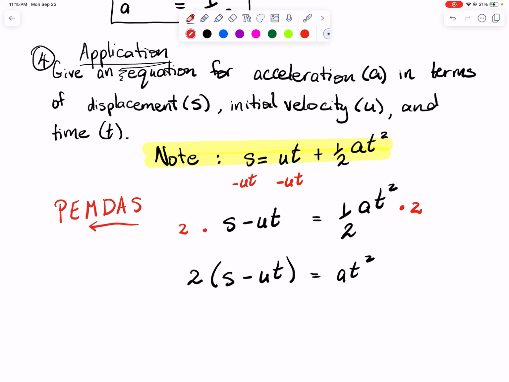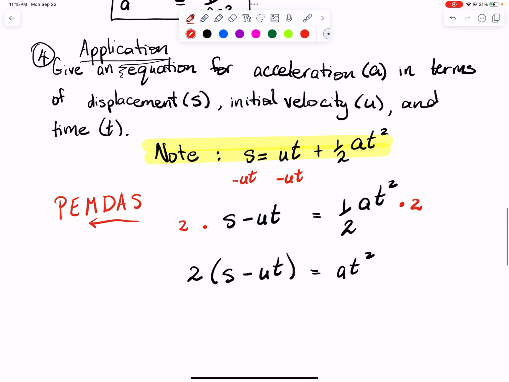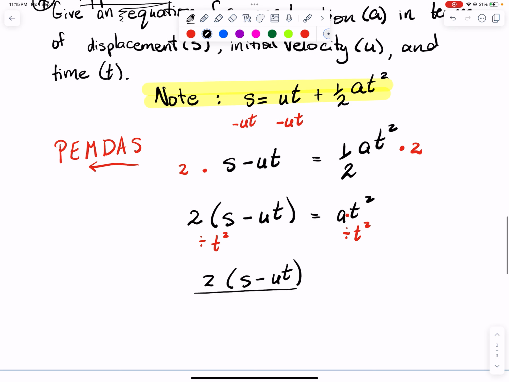All right, and so now we're almost done. That T squared, we don't need it to be there. So right now it's being multiplied by A. We're going to strip that away and divide. And whatever you do to the right, we have to do to the left. And so we get that 2 times S minus UT, all over T squared, is equal to A. And now we've rearranged the formula.